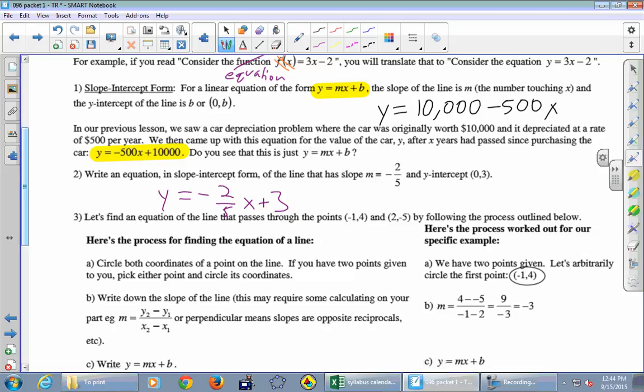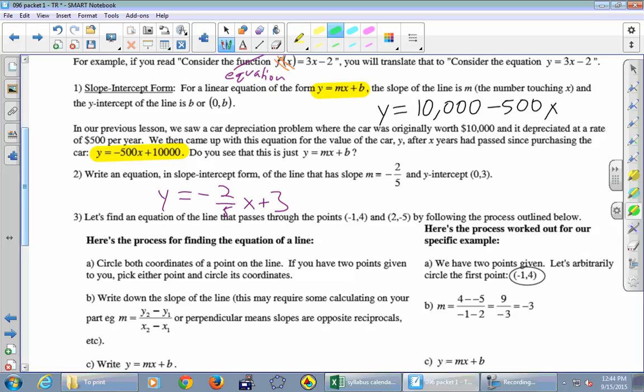Number 3. Let's find an equation of the line that passes through the points (-1, 4) and (2, -5) by following the process outlined below. So this is going to be a much tougher problem than the one that we just finished. We have 2 points. You can plot them if you want to. Honestly, it's not really going to help us to plot these 2 points, but would you believe that wherever these 2 points are, there is a single straight line that goes through them both? And that single straight line has some equation. And our job is to find the equation of that single straight line.